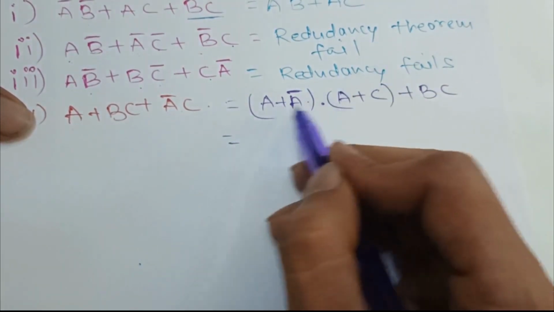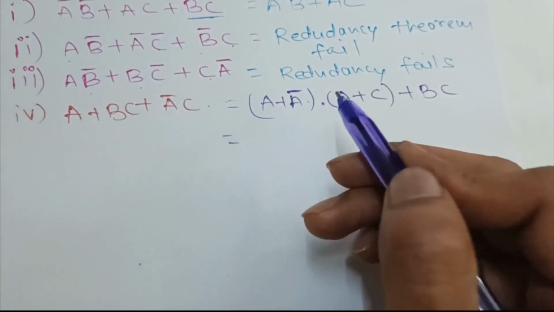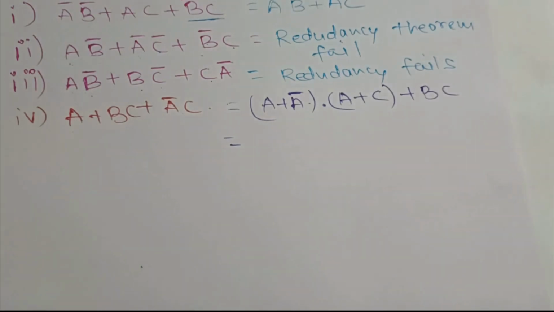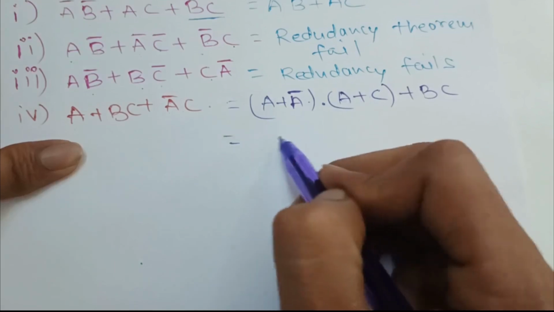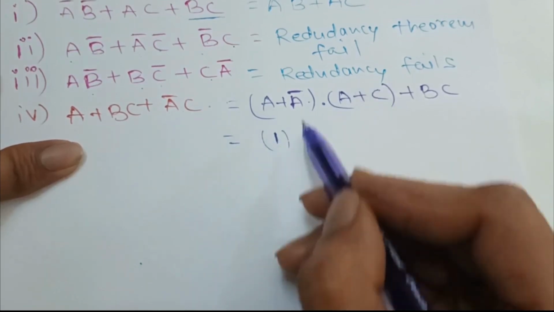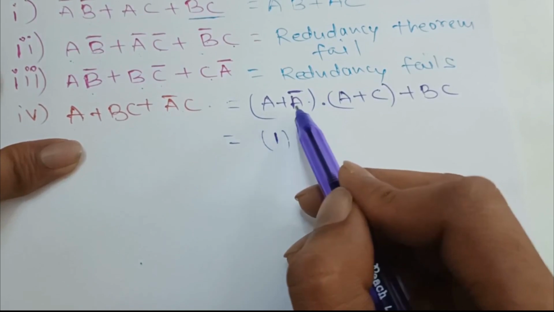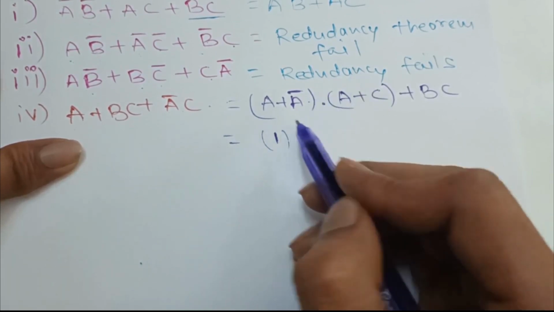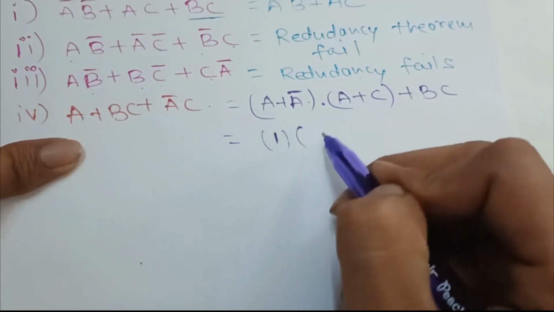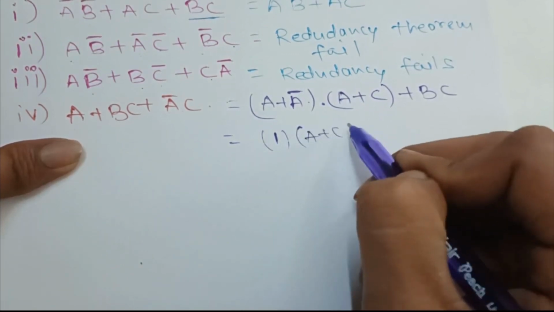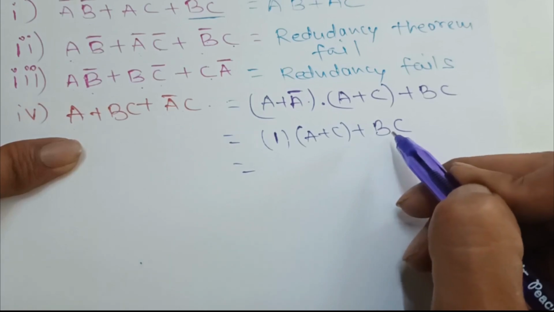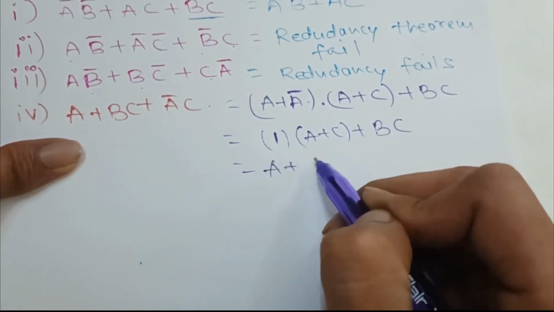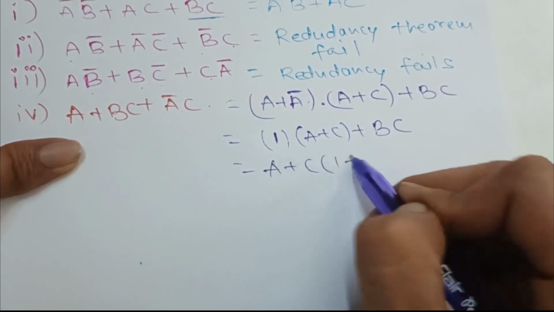If you see A plus A bar, we have seen it in our previous video. If you have not watched that video, you can go through it and then come to this video. Then only you will come to know that A plus A bar can be written as 1. If you take the OR operation of a variable with its complement, the answer is going to be 1. Dot A plus C plus BC. From this equation, we can take C as common. A plus, if you take C as common, it's going to be 1 plus B.